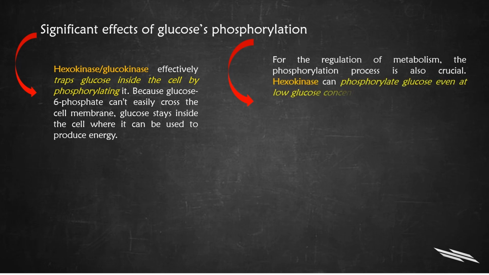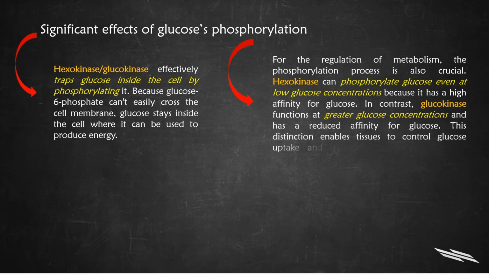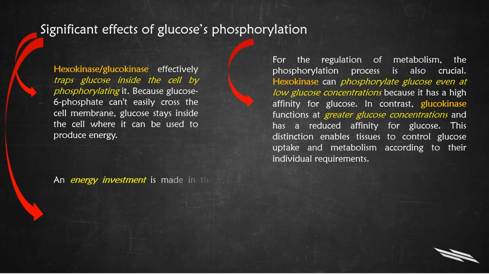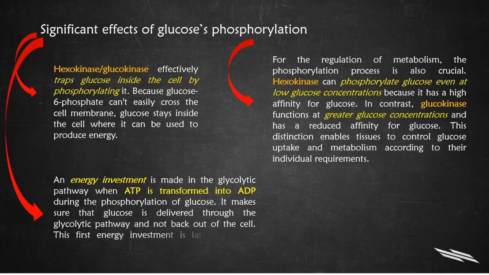Hexokinase can phosphorylate glucose even at low glucose concentrations because it has a high affinity for glucose. In contrast, glucokinase functions at greater glucose concentrations and has a reduced affinity for glucose. This distinction enables tissues to control glucose uptake and metabolism according to their individual requirements. An energy investment is made in the glycolytic pathway when ATP is transformed into ADP during the phosphorylation of glucose. It makes sure that glucose is delivered through the glycolytic pathway and not back out of the cell. This first energy investment is later recovered through the glycolysis process.